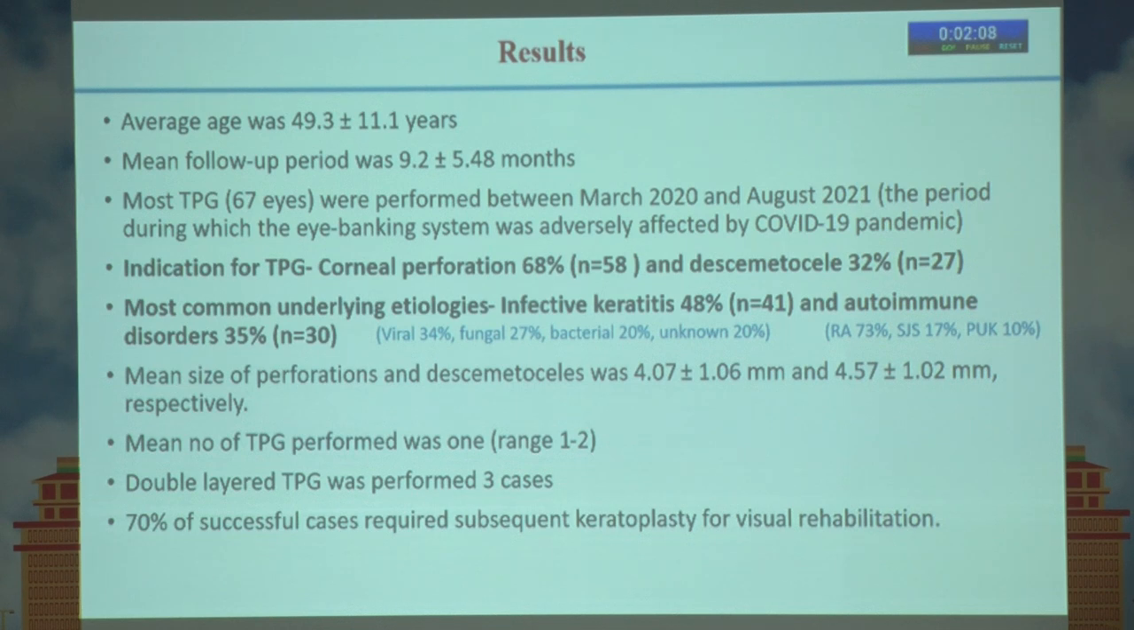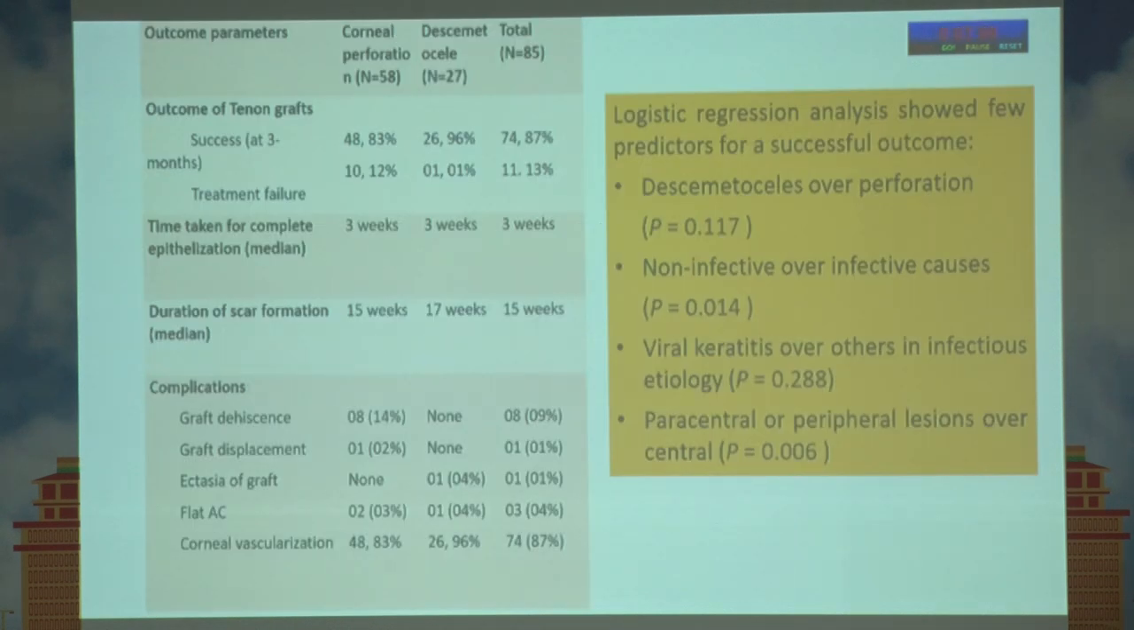Mean size of perforation was 4.07 in perforation and 4.57 in descemetoceles. 70% of successful cases required subsequent keratoplasty for visual rehabilitation.